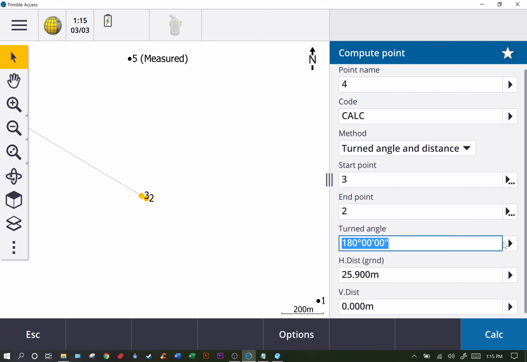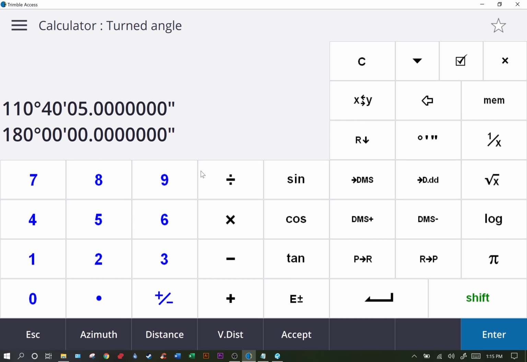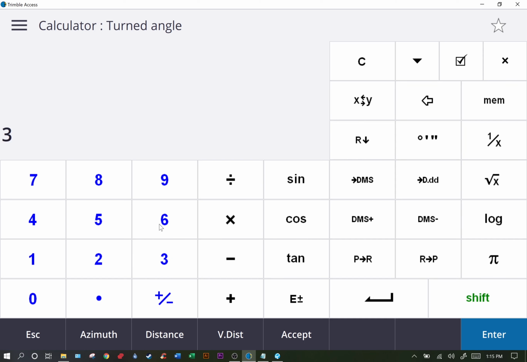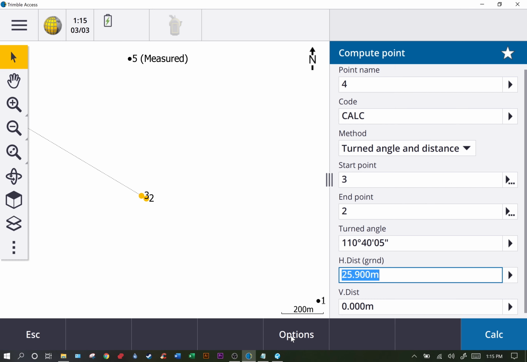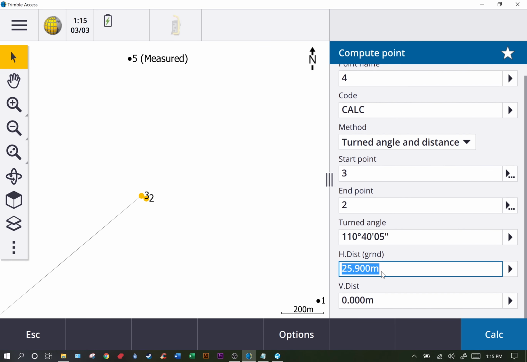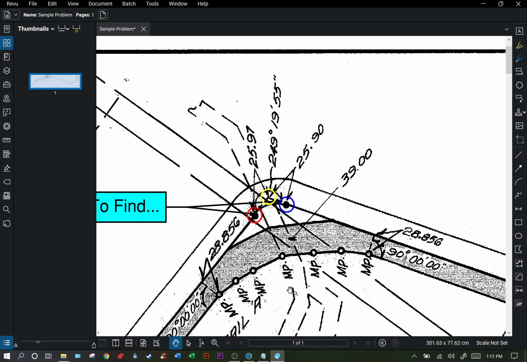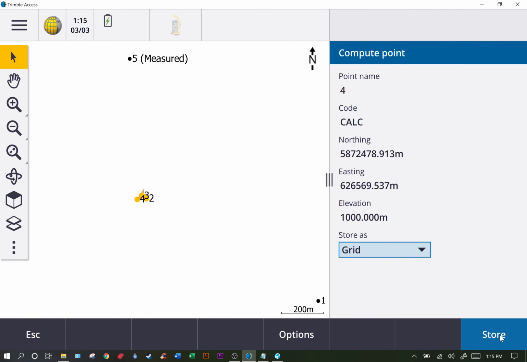My turned angle, this time I'm going to go into the calculator, is going to be, let's get rid of that, 360 degrees. And then the calculator is in reverse Polish notation, so press enter, 249, 1955, and subtract the 2, and there's my interior angle. Except this distance is 25.97. I'll just double check that. Yep, 25.97. And I can calc it out.